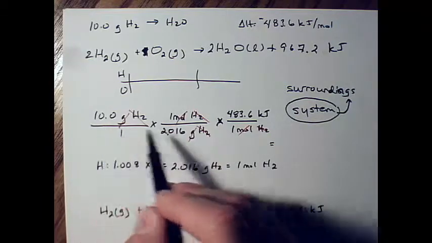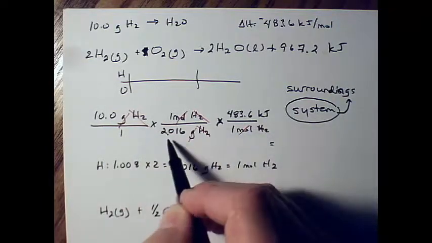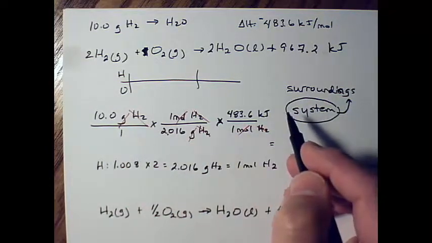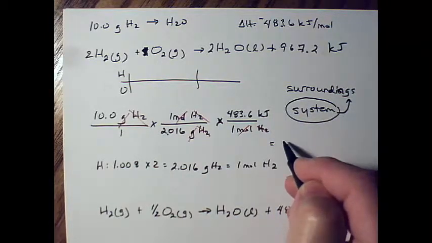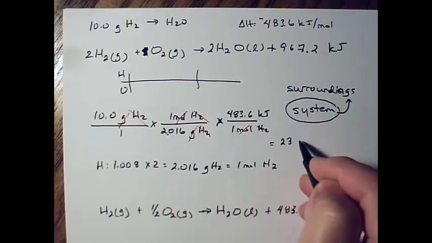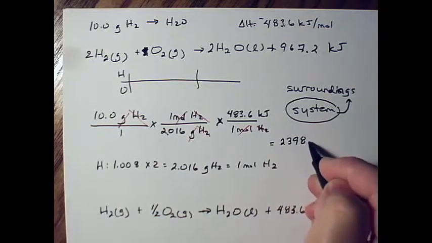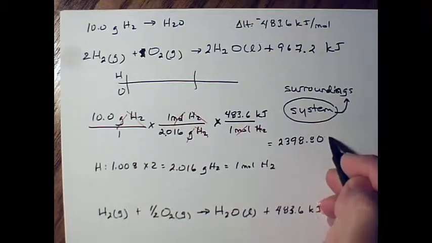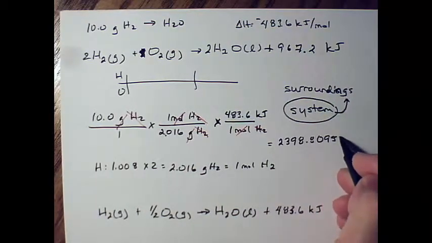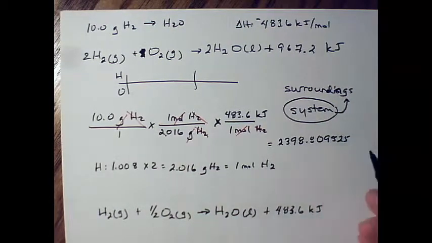Okay, 10 times 483.6 divided by 2.016. I got 2398.8, and so forth. Is that what you guys got? Be careful not to hit a wrong button. You should always do your math twice, just to be safe. And that's kilojoules.